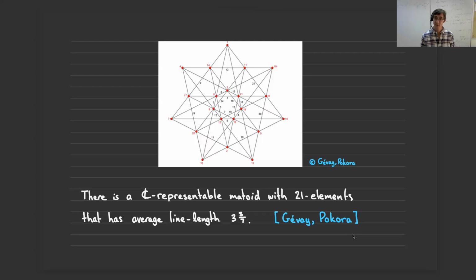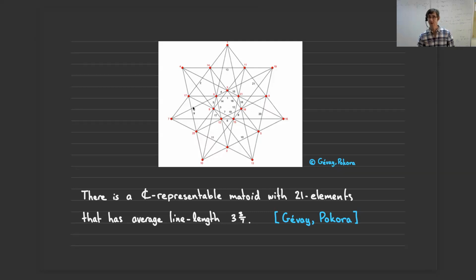But there is another example due to Gervais and Pecora, which is a 21 element matroid where all the lines have length 3 and 4, and the average line length is 3 3/7. And that currently is the best thing that I know. That picture there is not actually a representation of the matroid. That just shows you the 4-point lines in the matroid. The 3-point lines aren't depicted.